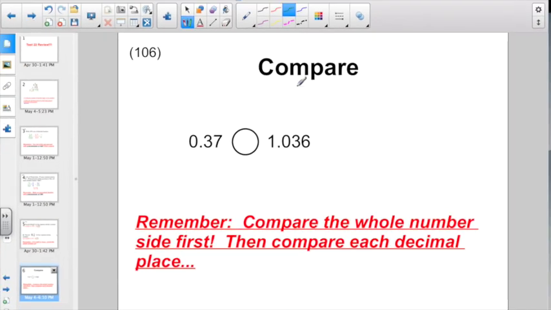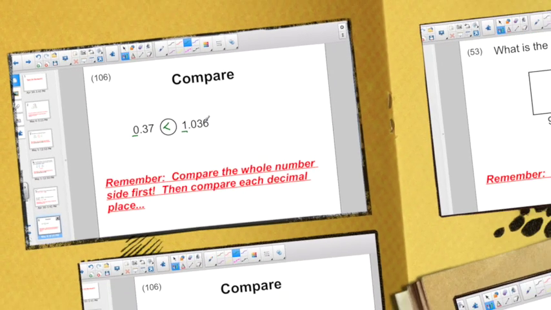Here we have to go and compare. Remember, compare the whole number side first, to the left of the decimal point. Here I have a 0, here I have 1. It's already game over. 1 is greater than 0, right? So 37 hundredths is less than 1 and 36 thousandths.